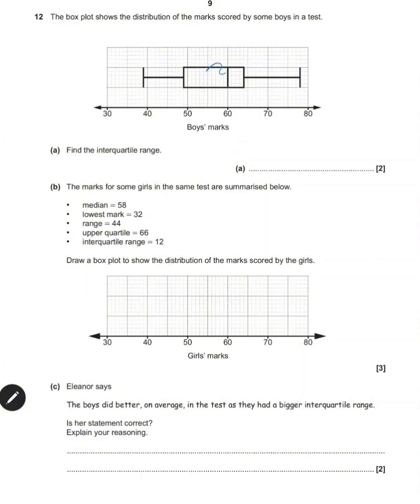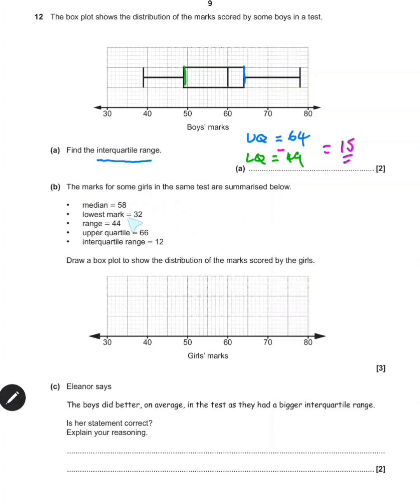Question 12, we've got a box plot, and we're just asked for the interquartile range. Well, for interquartile range, we need your upper quartile, which is that measurement, and we'll just use the scale. It is going up in ones by the looks of things, so that's 64. You also need your lower quartile, which is that measurement. And again, just reading from the scale, that's 49. And we're going to do 64 take away 49, and 64 take away 49 is 15. There's your interquartile range.